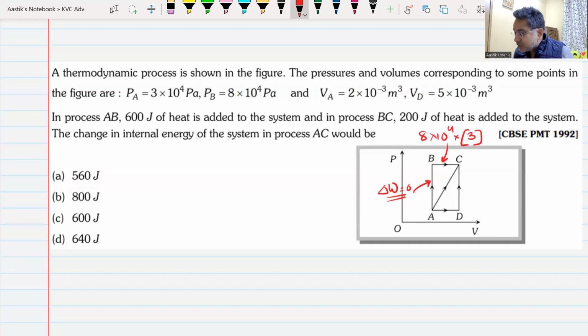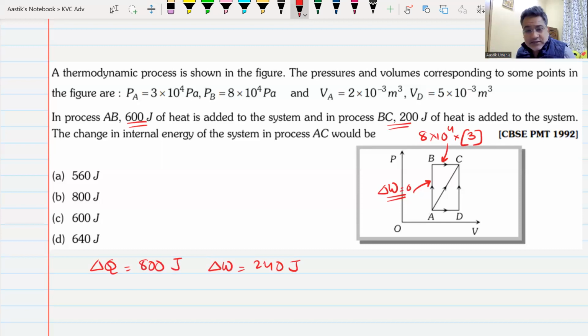In the process A to B, 600 joules is added, and in the process B to C, 800 joules is added. So total amount of heat that is added is 800 joules. Yes or no? Yes, sir. And the total work done is, I think, 240 joules. Yes or no? Yes, sir.